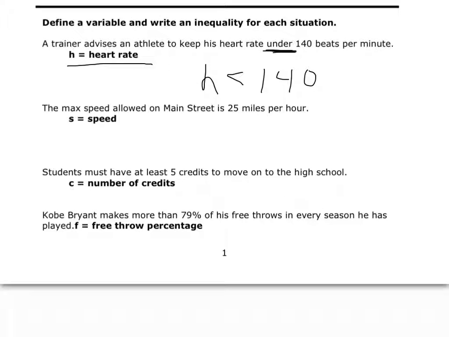Let's get a different pen color here. The second one says the max speed allowed on Main Street is 25 miles per hour. Let's set our S for speed. The max speed allowed is 25, so 25 is allowed, and it can be underneath. So our max speed to be legal would be less than or equal to 25 miles an hour. That says you can be 25 miles an hour, or you could be anything less than that to be within your max speed.